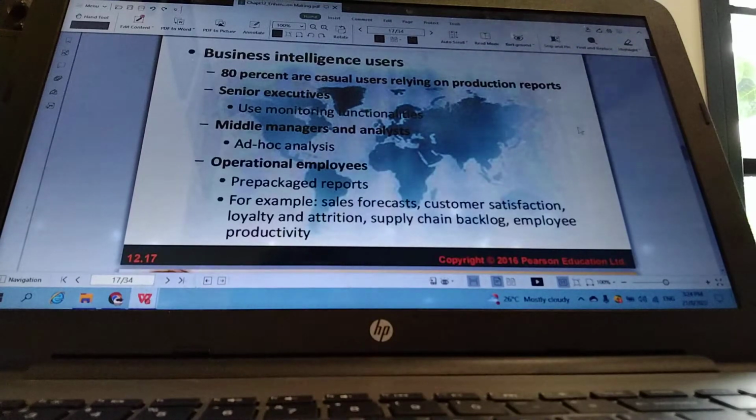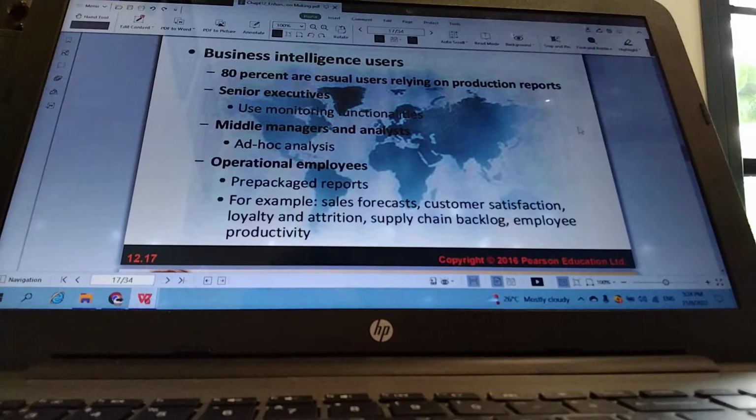Let's look at who the BI users are. Even though some of this data is quite outdated, you can definitely find new, updated information on the net today. But this data shows that 80% of the users are casual users who depend very much on production reports, business intelligence related production reports.